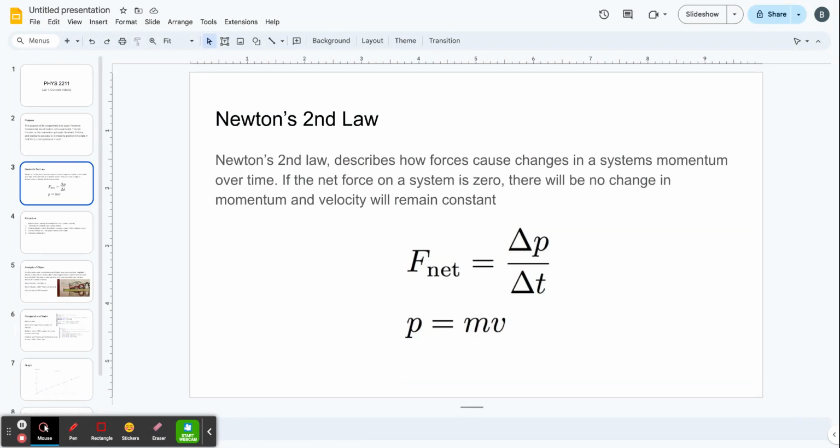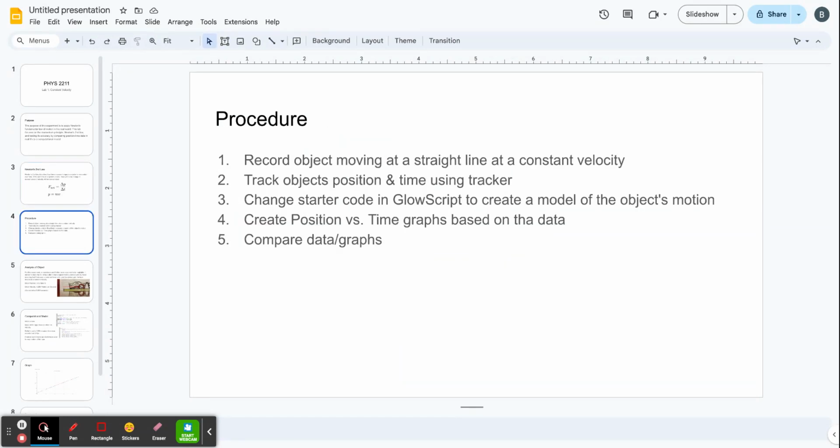So Newton's second law states that force equals change in momentum over change in time, or also force equals mass times acceleration, and momentum equals mass times velocity. The second law states that if the net force on a system is zero, there will be no change in momentum and the velocity will remain constant.